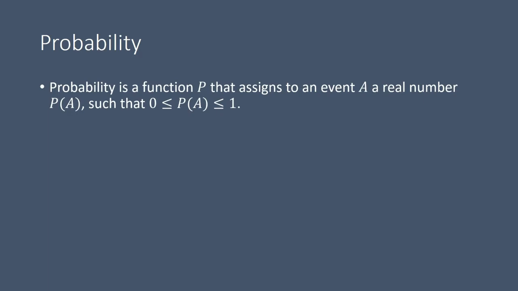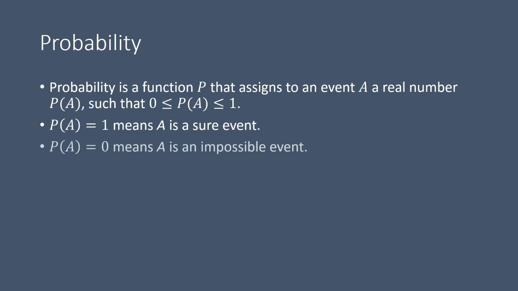So a probability is a function P that assigns to an event A a real number P(A), such that P(A) is less than or equal to 1, but greater than or equal to 0. When P(A) is equal to 1, that means A is sure to happen. Event A is a sure event. It is going to happen. When P(A) is equal to 0, that means A is not going to happen. A is an impossible event.